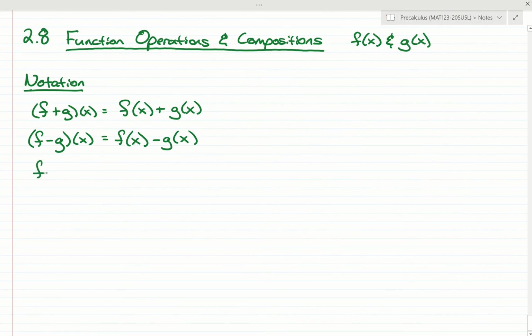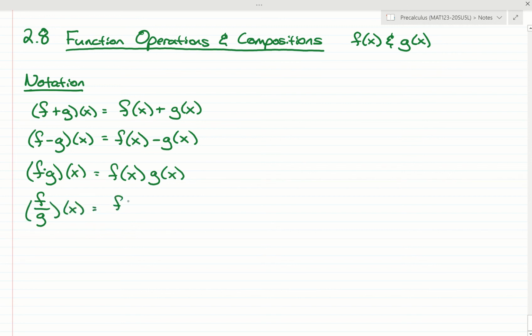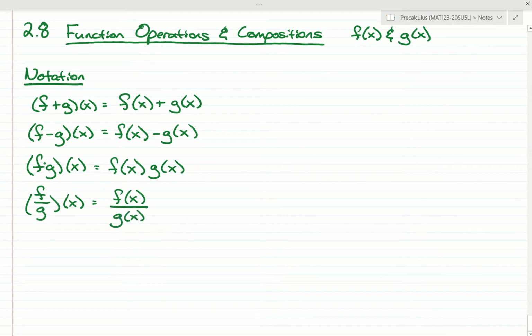What if we had f times g of x? Sometimes we could use a closed dot in here. If we see f times g of x, of course that just means we take f of x and multiply it by g of x. If we take f over g of x, that means we take f of x and divide it by g of x. Now if they're fractions, it might require multiplying by the reciprocal.